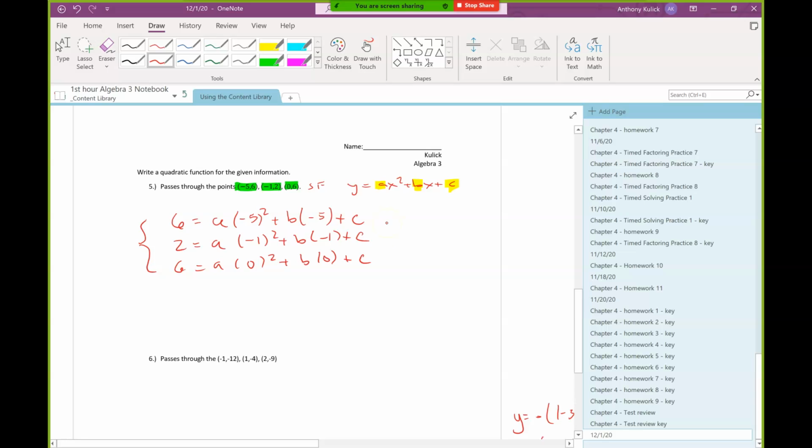The way I showed you guys the fast way to solve this system was using a matrix. But to use that matrix, I have to write this system in a certain way. So I'm going to evaluate all of these things, and then I'm going to move the equal sign to the right-hand side instead of the left-hand side. So -5 squared is +25. And then we have -5b.